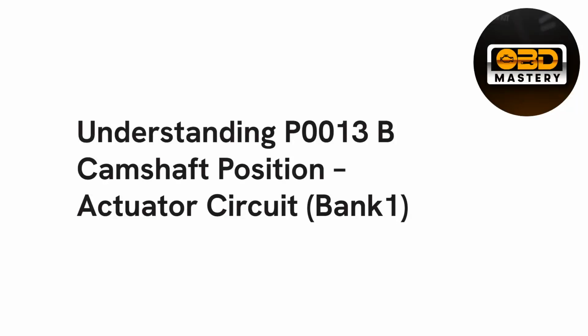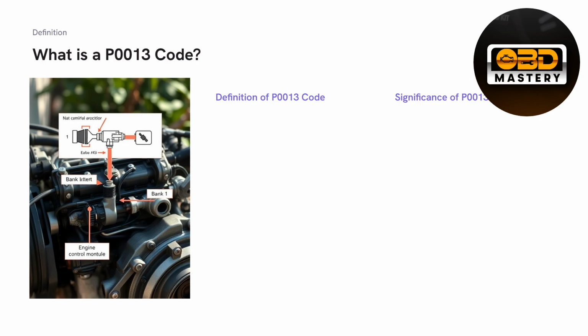Hey guys, welcome back. Today we're going to be talking about a P0013 B Camshaft Position Actuator Circuit Bank 1 code. Here on the OBD Mastery channel, we go over all the P0 codes. So today we're going to give you insight on what exactly it is and how you can fix this issue. Moving on, firstly, what is this P0013 code?